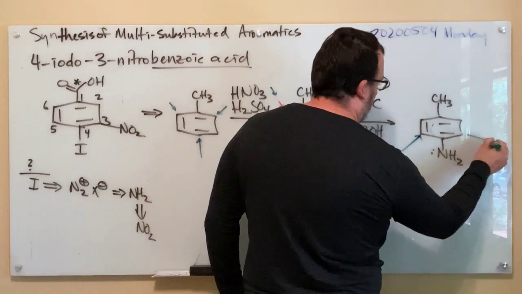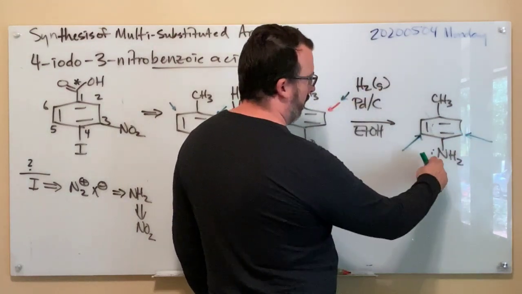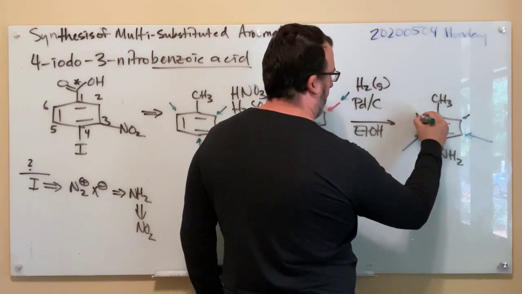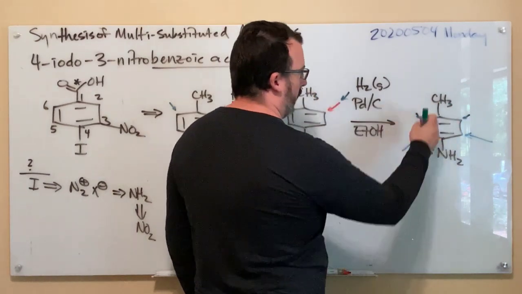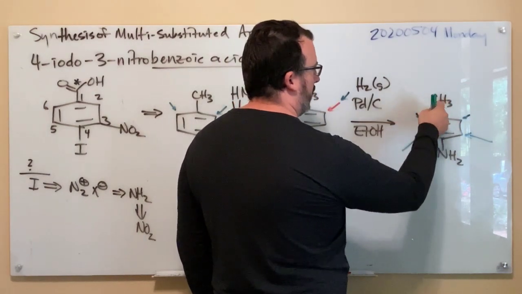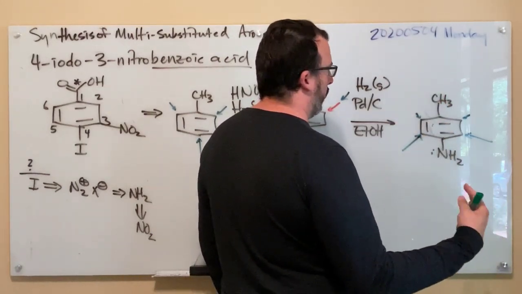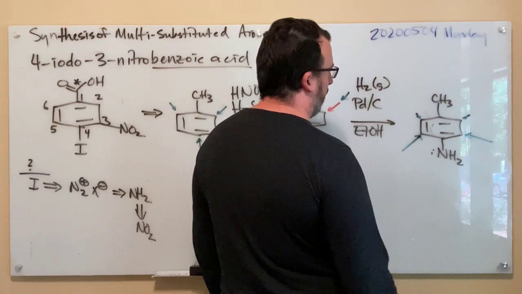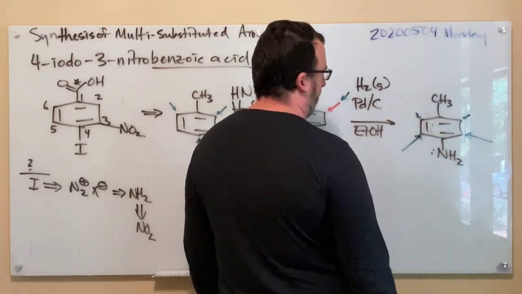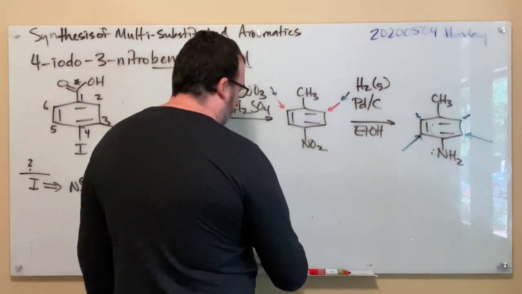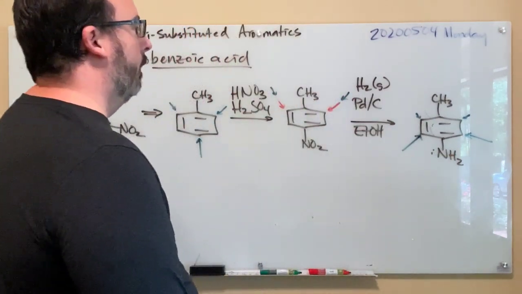So I'm going to use a longer arrow for the amino group because the resonance will win out over induction. There's no lone pair here, so this is just donating through the bond. That's a weaker contribution to the ring. The lone pair going into the ring is much stronger. So the amino group is going to win out in the direction.